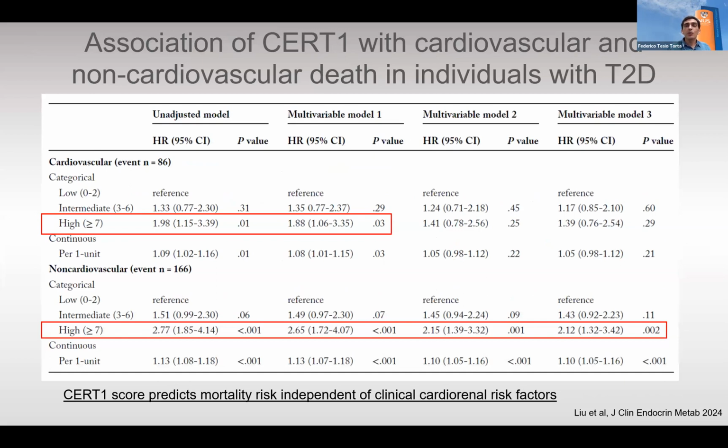And here we also looked into cardiovascular and non-cardiovascular death associations, and compared to the ones in the low risk category, the participants with the CERT1 score in the high risk category have a significantly higher risk for both cardiovascular and non-cardiovascular death. And then finally, when we added the CERT1 score on top of two different risk scores that are normally used for these patients, it significantly improved the prediction of 10-year risk of all-cause death. So this tells us that measuring ceramides could improve prediction for this kind of cohorts.